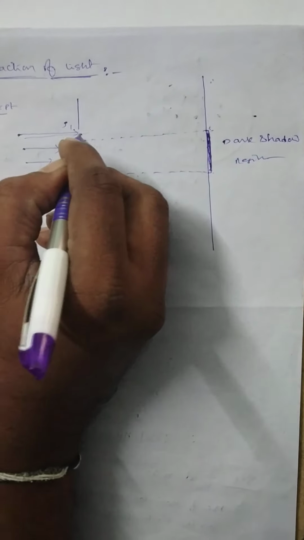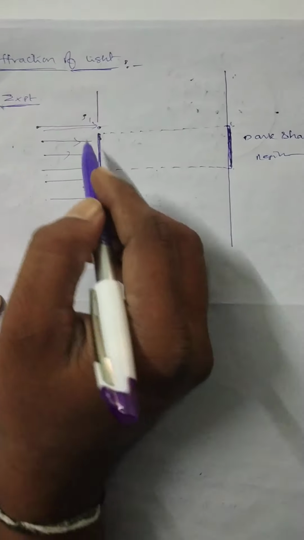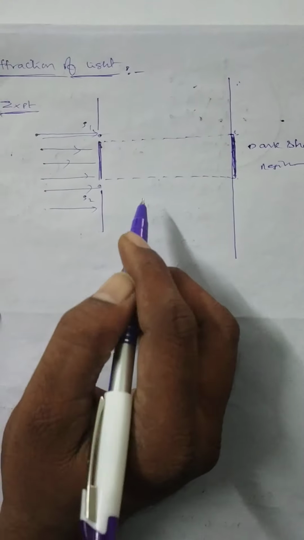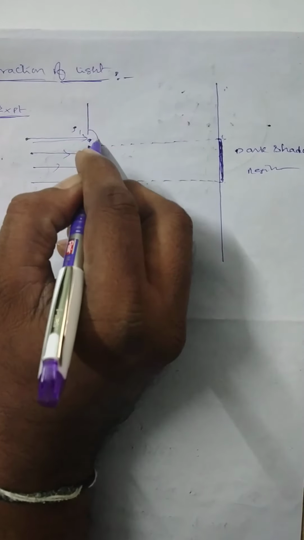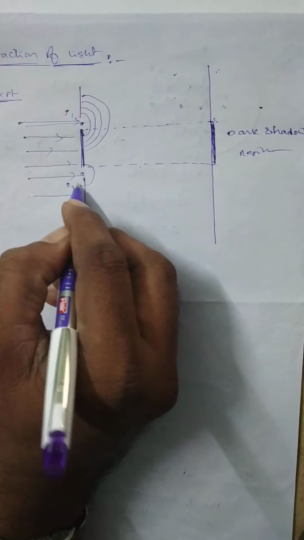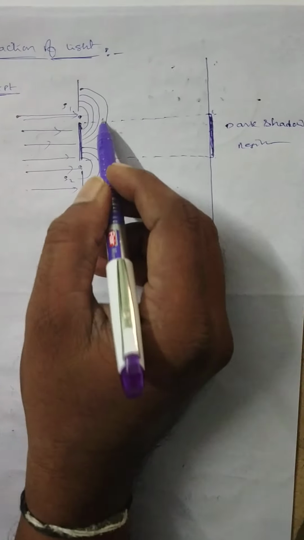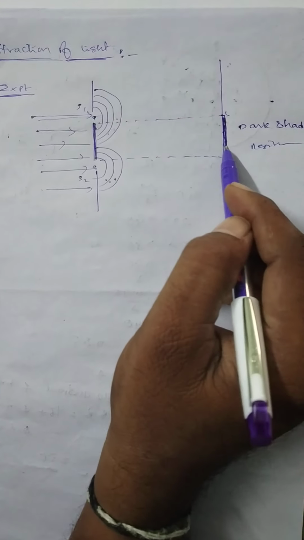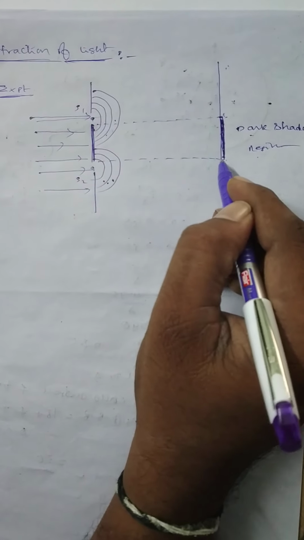But in general, according to the interference YDSE experiment, S1 and S2 are the two slits. These two act as the sources of secondary wavelets. This source can send light rays like this, and this source also sends light rays in this direction. These two light rays are superimposed together to produce either dark or bright bands on the screen. That means the dark shadow present on the screen would not appear like this.